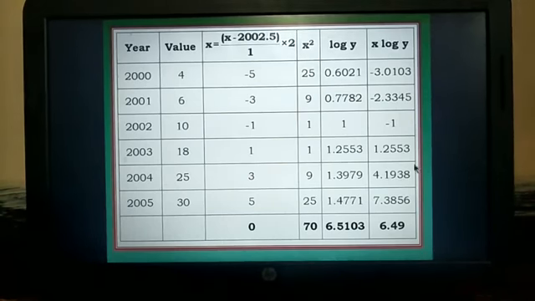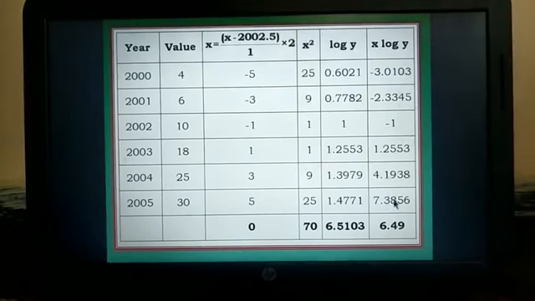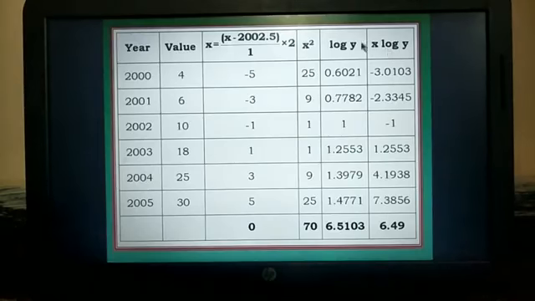Fine. After that, what was needed? X log y. So x log y can be calculated by multiplying these log y values by these x values. In the sense, 0.6021 multiplied by minus 5 will give you minus 3.0103. That way, when you multiply all these values of x and log y, you are going to get all these x log y values. So the summation of x log y will become 6.49.